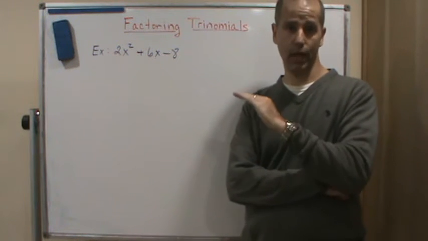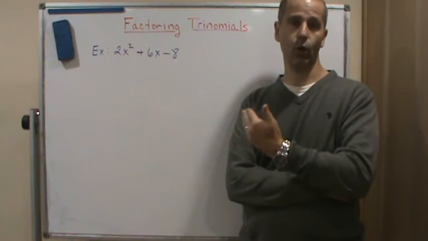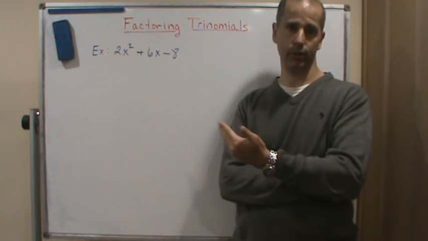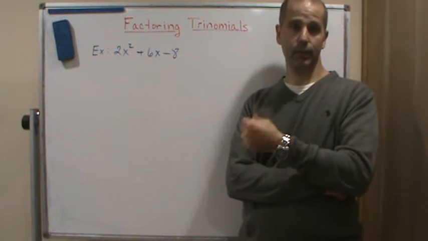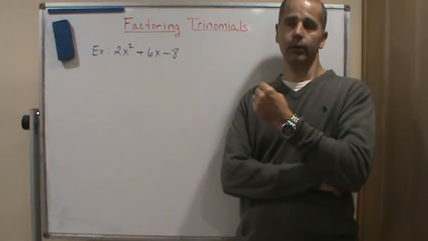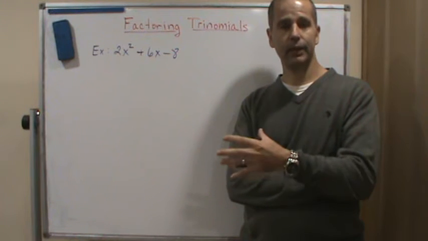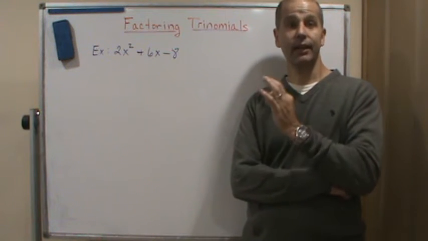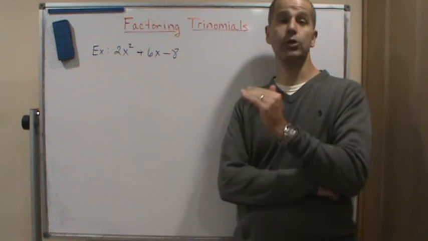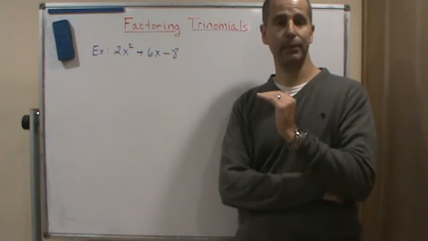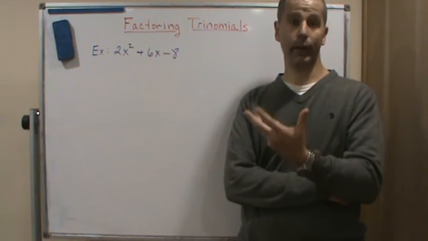Somewhere along the line, as we factor this out, we're going to have to deal with the greatest common factor anyway, and it's going to end up getting factored out. So why not do it at the beginning? It's always better to do it at the beginning because it reduces the number of combinations you have to work with greatly.